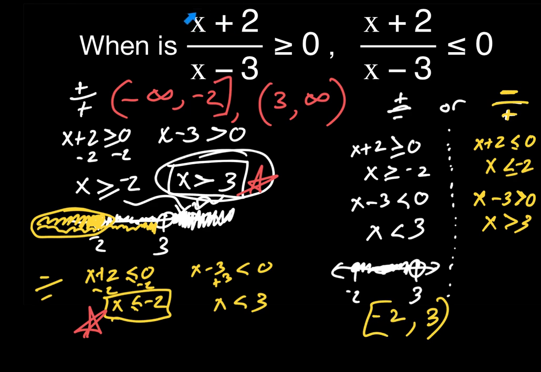Negative 2 plus 2, that's 0 in the numerator. When 0 is in the numerator, the whole fraction is 0. 0 divided by any number is 0, unless the bottom's also 0. So just be careful. 0 over 0 is not 0.